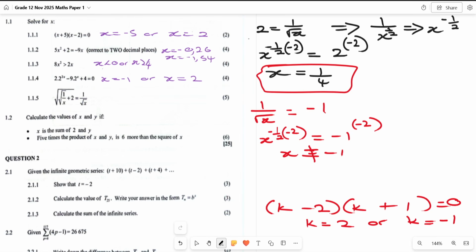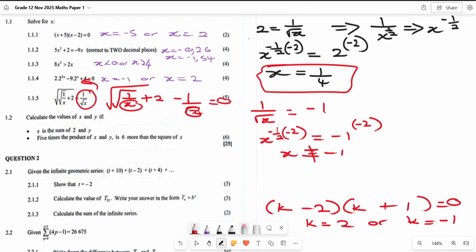And how do you check that answer? Very simple. Take this expression, put it on the left-hand side so that you have this. So that this is what you have: 1 over x plus 2, sorry, I forgot that other one, minus 1 over square root of x is equal to 0. Now what you will have to do is substitute 1 over 4 in the place of x. And if the expression is equal to 0, then well done. That is how you would know your answer is correct.